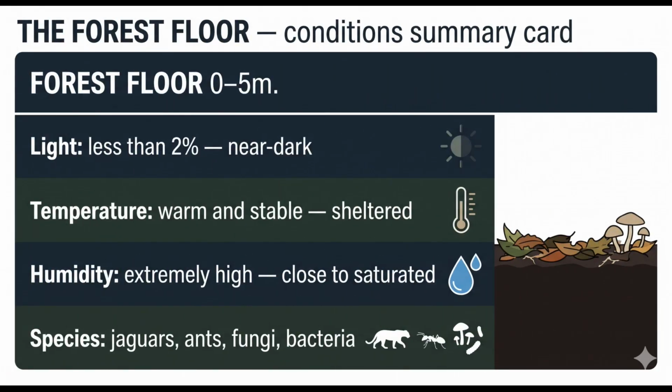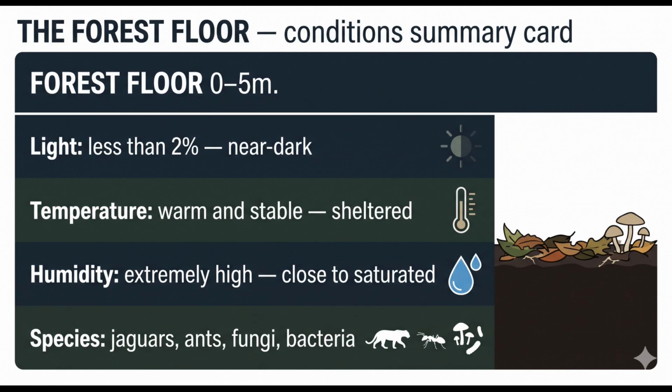Now the forest floor, the polar opposite of the canopy in almost every dimension. Light, less than 2%. It is genuinely dark. Most photosynthesizing plants cannot survive here. Temperature, warm and stable. Sheltered by the canopy, understory, and everything above it, the forest floor experiences very little temperature variation through the day. Humidity, extremely high, close to saturated. No wind reaches here. Water evaporates very slowly.